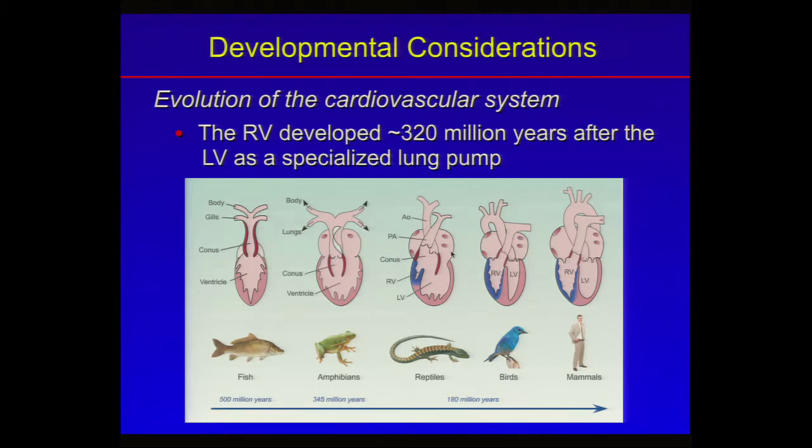By the time that you get to birds, between reptiles and amphibians and birds, we get to about 180 million years ago. We now have a specialized lung pump to the right of the body pump, where the body pump is the left ventricle and the lung pump is the right ventricle. And we see the arrangement that we find in mammalians. The only thing about birds, they tend to have a right aortic arch, but otherwise, the heart is quite similar to that found in mammalians, including us.